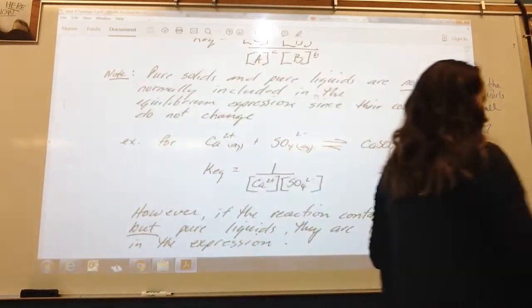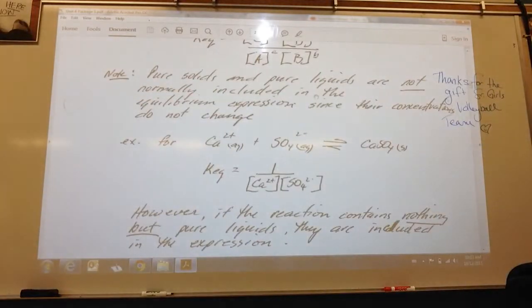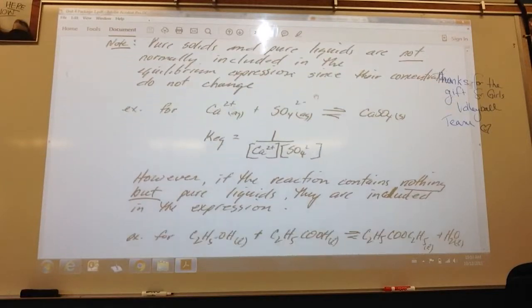Sorry? You don't want us using the solid to find our concentration? You might have to use the solid to find the concentration. No, they won't later on. Yeah. Not now.